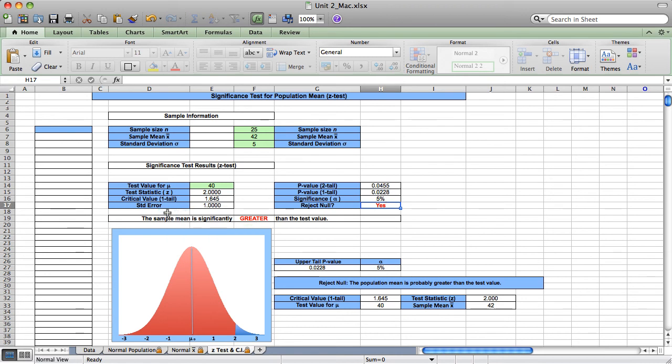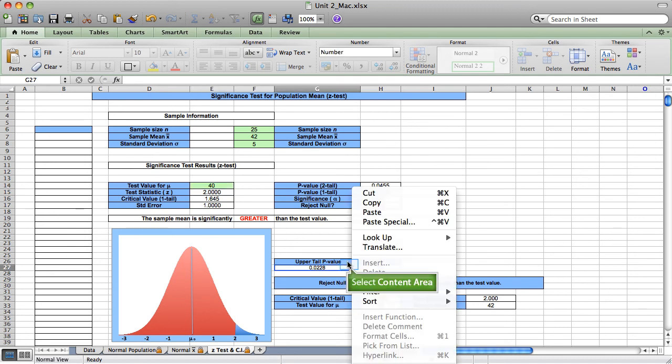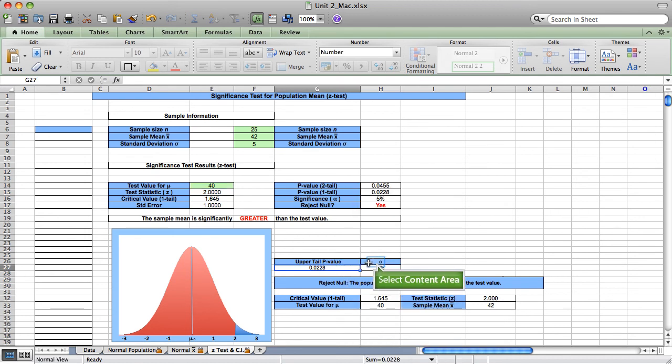Our evidence for doing that is our sample mean is significantly, not just a little bit, but significantly greater than the test value of 40. So we reject the null. Our p-value is less than alpha, which allows us to reject the null and conclude that the population mean is probably something greater than 40.